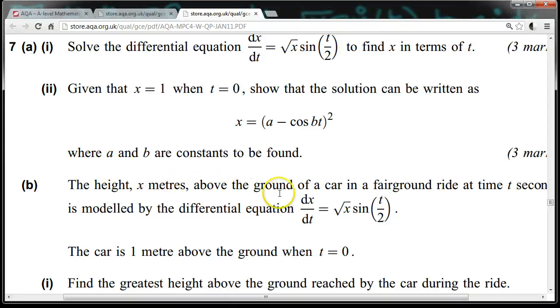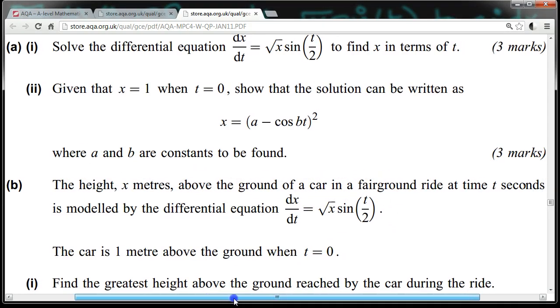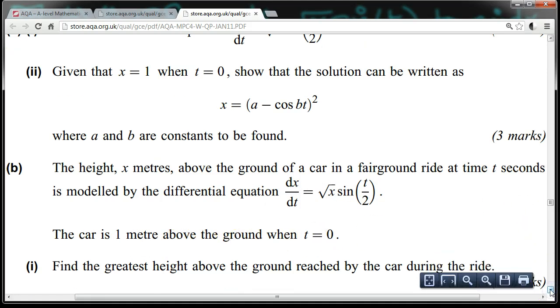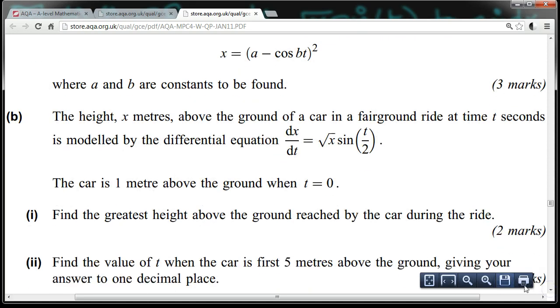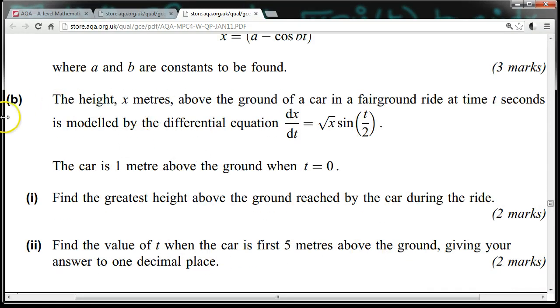The height x meters above the ground of a car in a fairground ride at time t seconds is modelled by the differential equation dx/dt is root x sine t over 2. The car is 1 meter above the ground when t is 0. Find the greatest height above the ground reached by the car during the ride, and find the value of t when the car is first 5 meters above the ground, giving your answer to 1 decimal place.